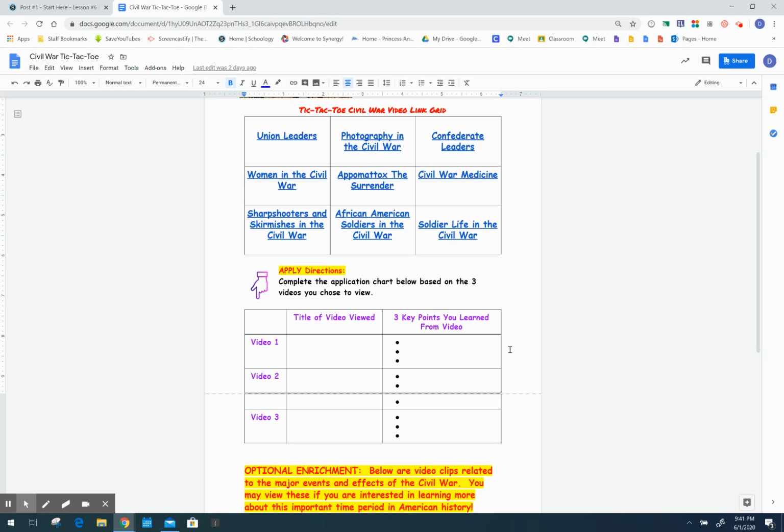That's it, guys. Again, we wanted to make it fairly easy, allow you some choice, but delve into some important related topics to the Civil War.